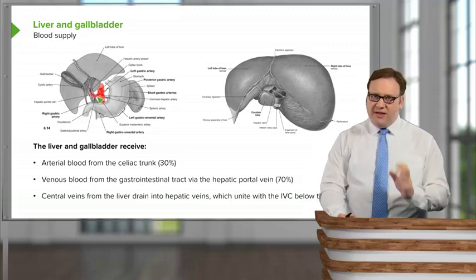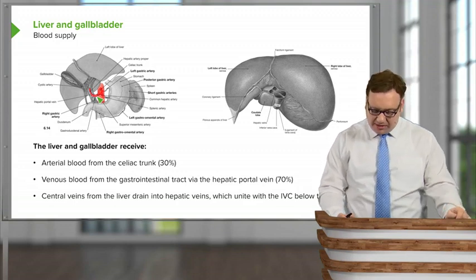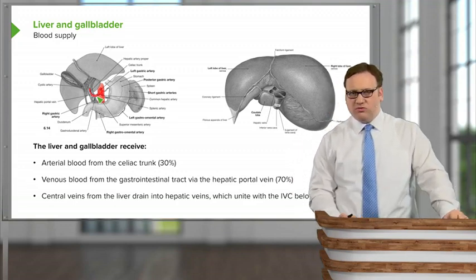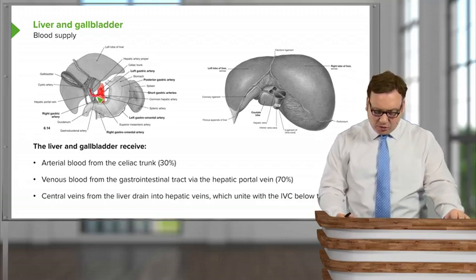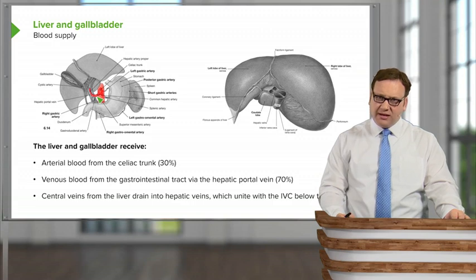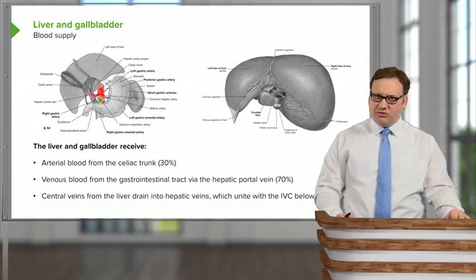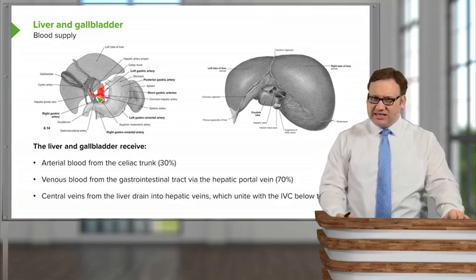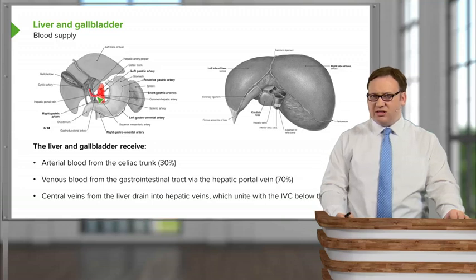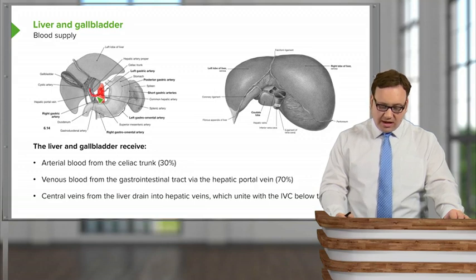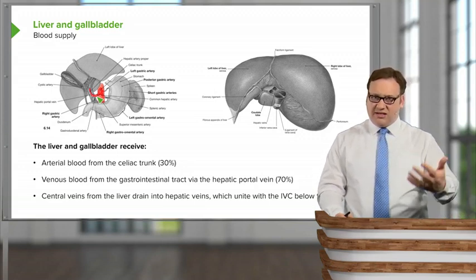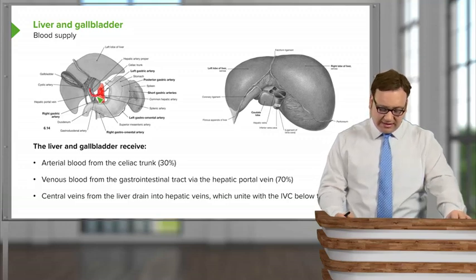But the liver actually receives the majority of its blood via the hepatic portal vein, about 70-80% of its blood from the hepatic portal vein. This is blood that's come from the gastrointestinal tract. So it's blood that's received the digested nutrients that you've eaten from the food, from the fluid that you've consumed. It then passes it to the liver, which then undertakes these metabolic activities.